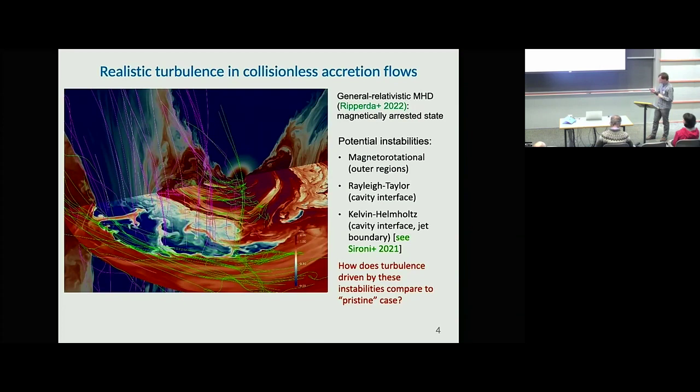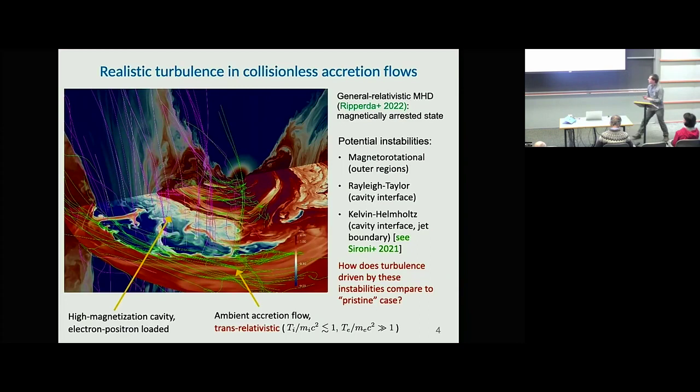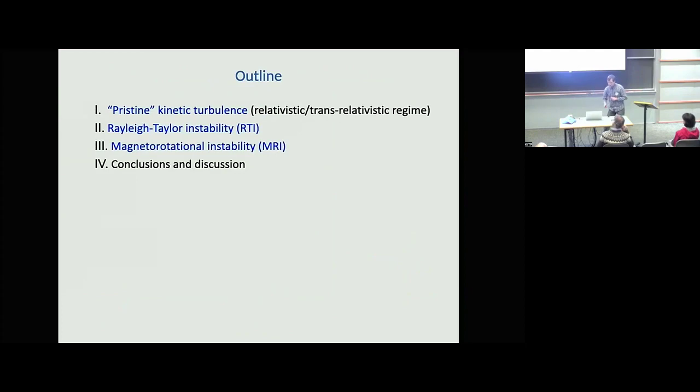So how does this compare to the pristine case? And one more thing to emphasize here is that this cavity would have a very high sigma parameter. So this would be a very relativistic type of turbulence within the cavity, and it would be electron-positron loaded, a pair plasma. But then this ambient flow would be in a trans-relativistic regime, where the electrons are ultra-relativistic, but ions are sub-relativistic. So that's important to keep in mind. These are the typical parameter regimes that we're in.